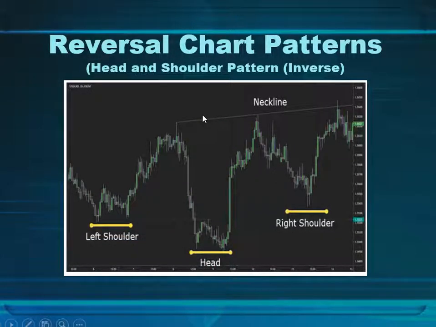Now the reversal chart pattern. You can see in this inverse head and shoulders the same thing we talked about earlier about trend structure. That is, on the left, a lower high is put in. We then see a lower low with the head, and then another high, the right shoulder, which is higher than the head.